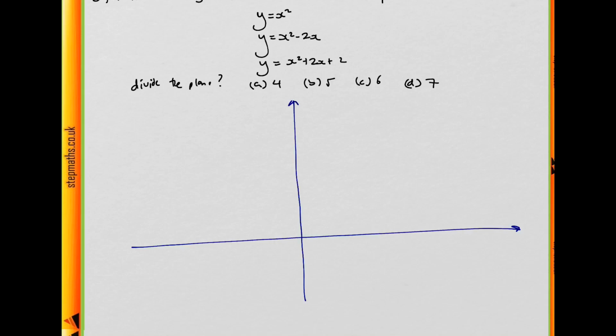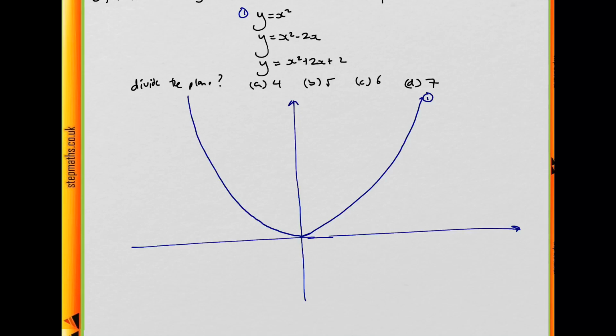And we'll start with our first graph. We'll label that 1. It's easy enough. It's just the y equals x squared. It's just going to be a U-shaped parabola like that, which is symmetric about the Y axis. So just make that a little bit more symmetric. Okay, so that's our parabola 1.